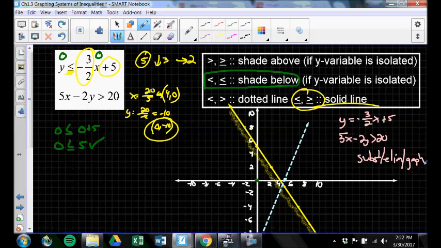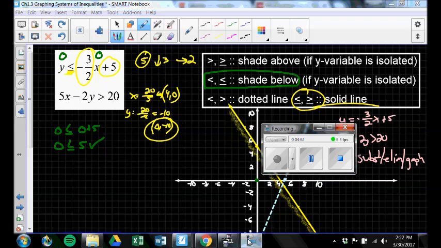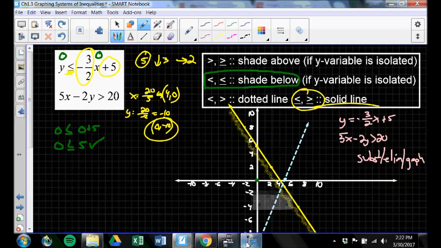So in fact, let me just do that real quick. I'll pull up my graphing calculator for this one. Oops, that's not my graphing calculator. That is.